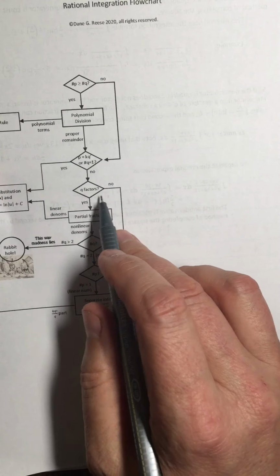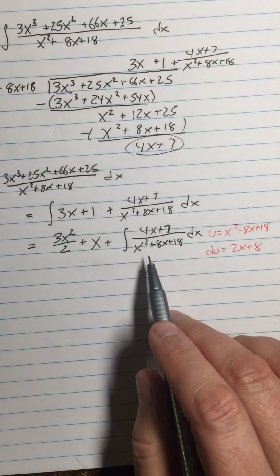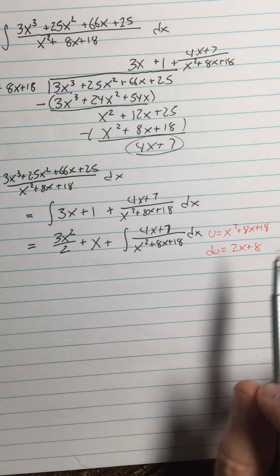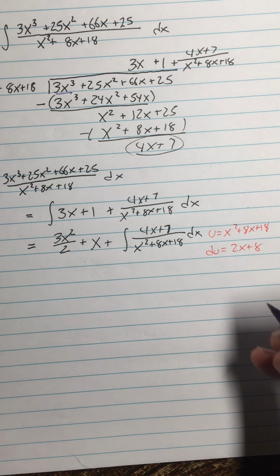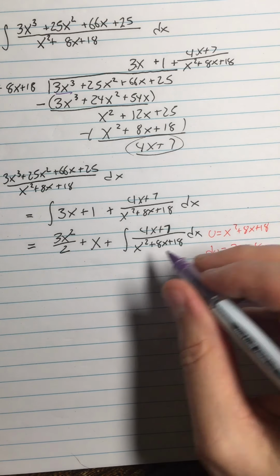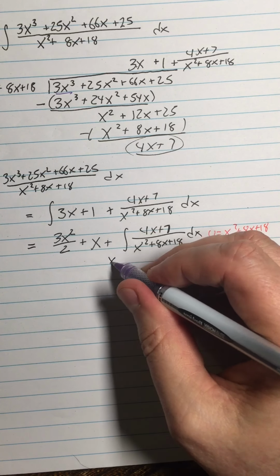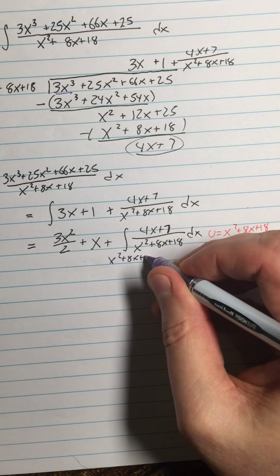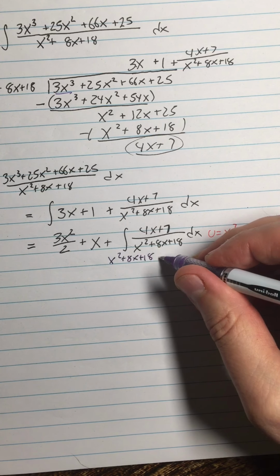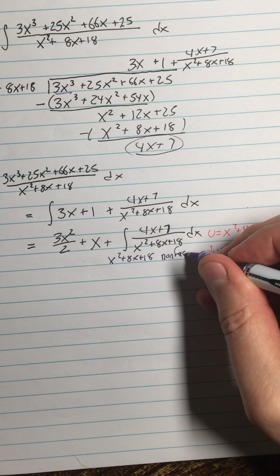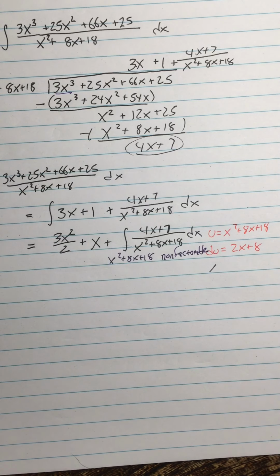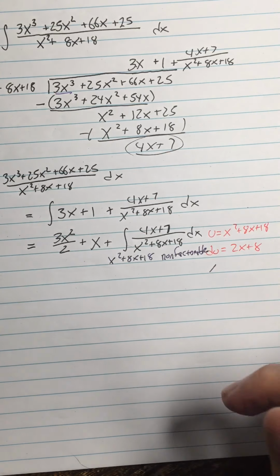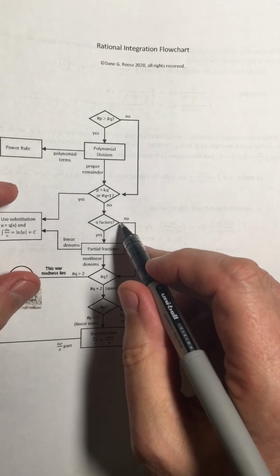Now, does q factor? That's a good question. Can I factor x squared plus 8x plus 18? Try it. No. So where am I going to write that? I'm going to write it here, I guess: x squared plus 8x plus 18 does not factor. Non-factorable. I'm trying to think of how I can squeeze that in there. All right, so then what do I do? q factors, no. Let's skip down here.